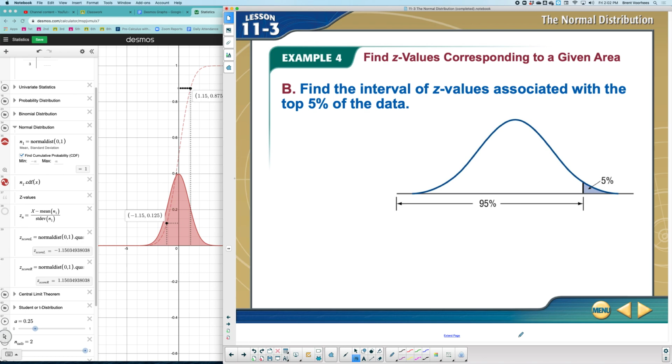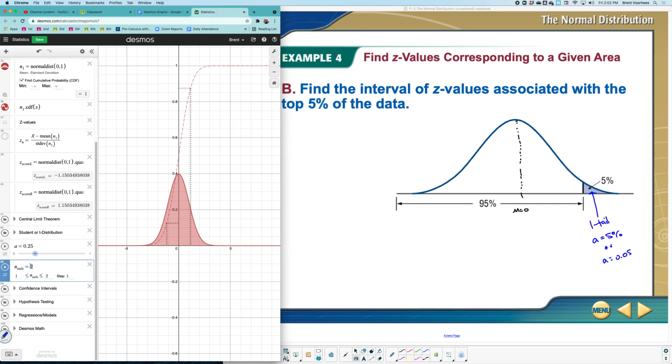Part B says, find the z-value associated with the top 5% of data. So again, we know that the mean here would be 0. Anytime you're dealing with a z, that means the mean itself is 0. You want to find just the top 5%, which means this is only one tail. The data is only looking on one side. And so A is just simply 5%, that one side, which we could say as 0.05. So when I come over here to my tails, I'm going to change this. I'm looking at one tail, and I want 0.05.